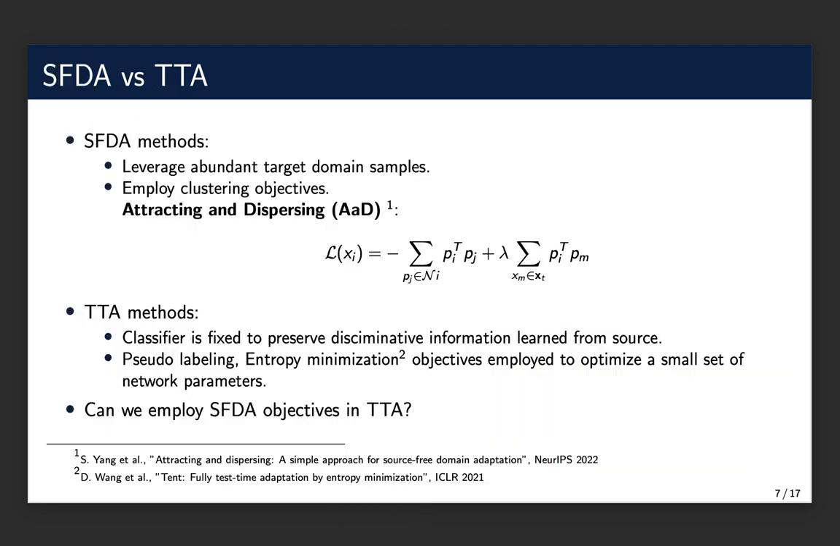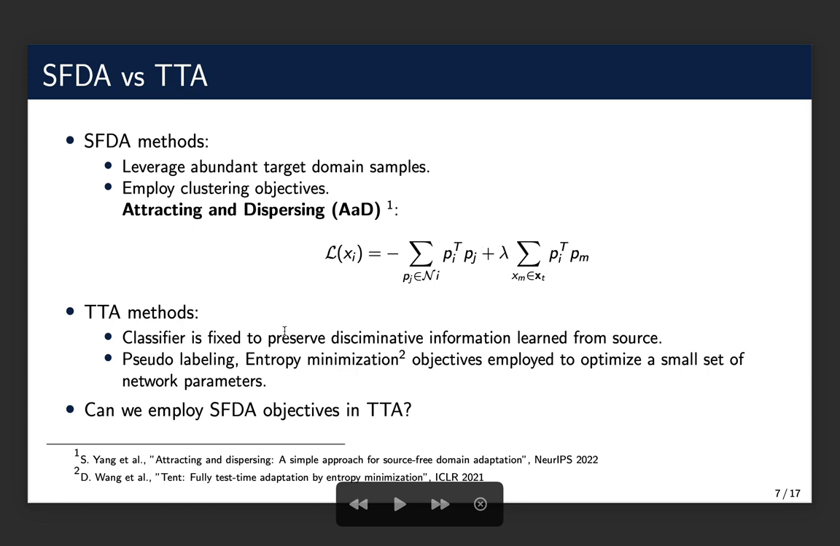Our method is inspired by the success of source-free domain adaptation techniques. To highlight the difference between SFDA and TTA, SFDA methods leverage abundant target domain samples and also employ clustering objectives. In the paper called Attracting and Dispersing, they propose to enforce consistency between a sample and its neighborhood predictions while also maintaining diversity in its predictions.